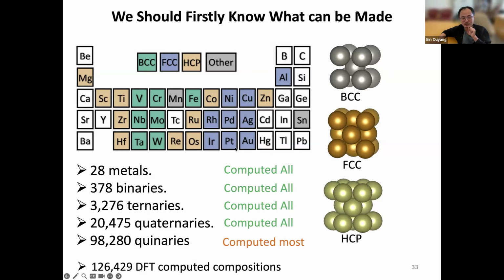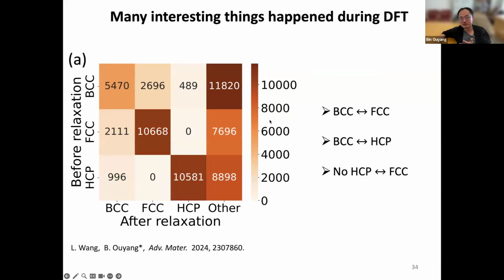Okay, we finished all the calculations so far, and the first question we want to understand is, can we draw some new knowledge about the phase selection of high entropy alloys? One interesting phenomenon we saw is that even at DFT relaxation, the vertical axis here is the phase we initialize. We initialize as HCP, FCC, or BCC.